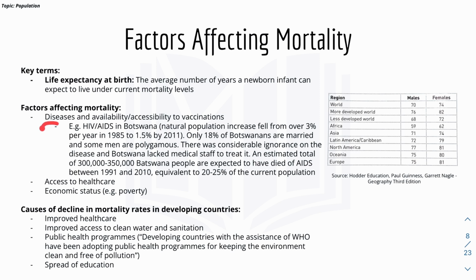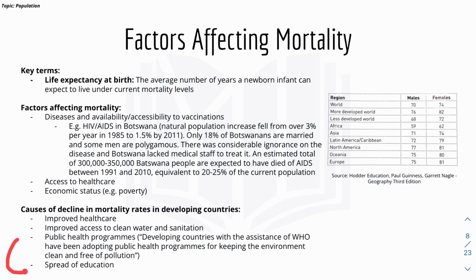For example, there's the huge HIV or AIDS issue in Botswana. And you can see that this is some information about the AIDS issue in Botswana. They don't have much access to vaccinations at the time or in the present day, and that's why HIV or AIDS is quite a common thing in Botswana. And there's access to healthcare as well, and the economic status, for example, poverty. And here are some causes of decline in mortality rates in developing countries. There's improved healthcare, improved access to clean water and sanitation, and public health programs.